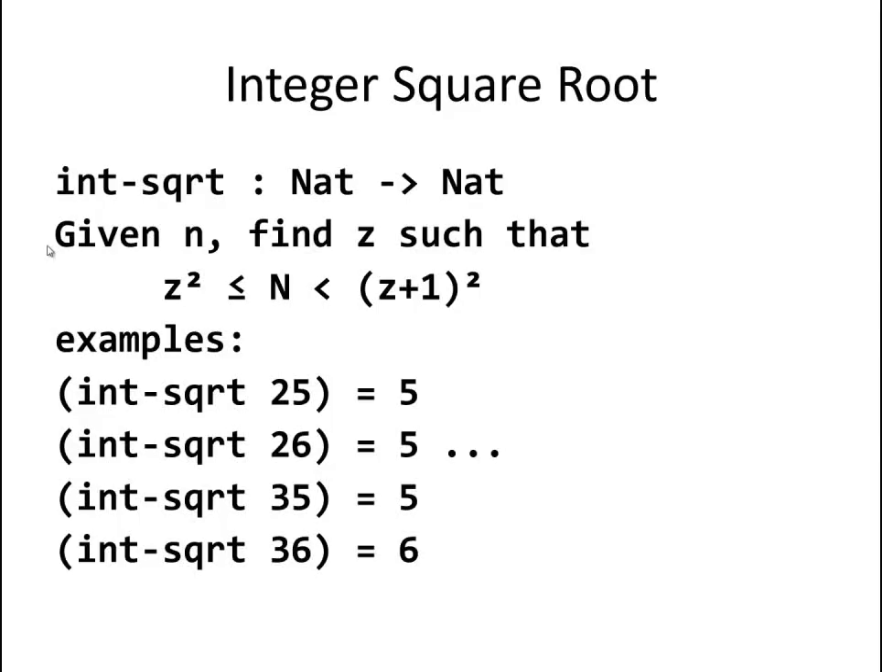Here's another example. This is actually one of my favorite examples. Integer square root. It's nat to nat, and given n, I want to find a z such that z squared is less than or equal to n, but z plus 1 squared is strictly greater than n. So the integer square root of 25 is 5, the integer square root of 26 is 5, and so on and so forth. The integer square root of 35 is 5, but the integer square root of 36 is 6.